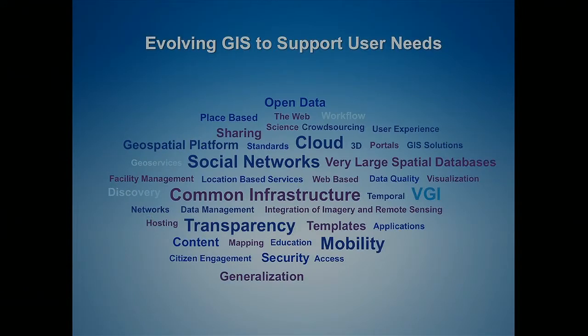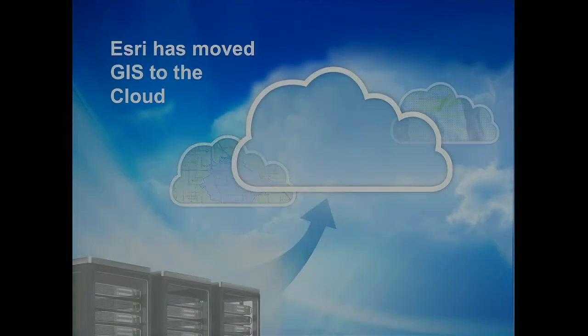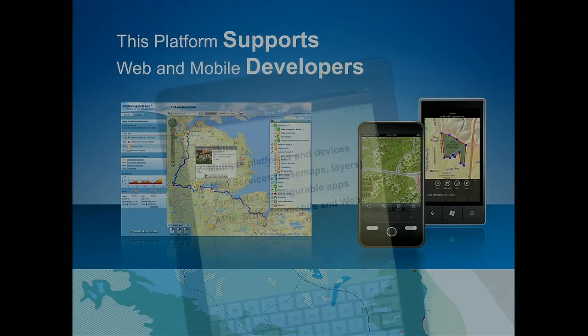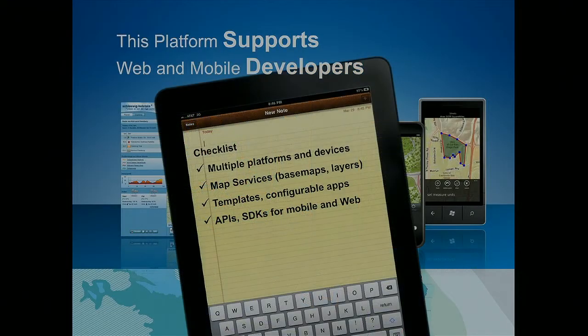One of the ways that it's evolved recently is that GIS has evolved to the cloud. And it continues to evolve very rapidly there. This is a very strong, true GIS platform. It's a powerful geospatial platform that GIS users are adopting very rapidly and becoming very, very successful at. But this platform is not just for GIS users. This platform supports web and mobile developers as well, and it has everything that you need.